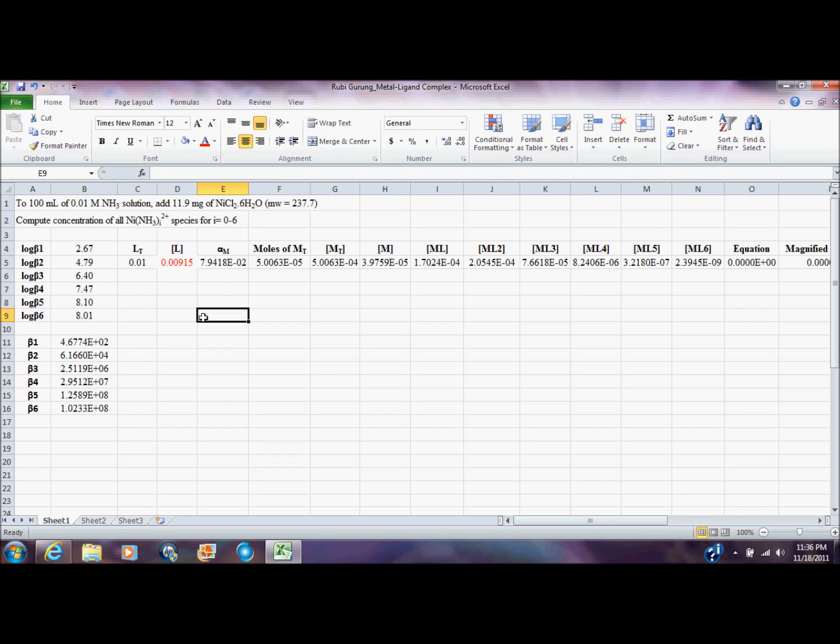We can also check if our value is correct or not, as we know that the total metal concentration will be equal to free metal plus ML plus ML2 plus ML3 plus ML4 plus ML5 plus ML6. As you can see, the total metal concentration is similar to what we have here, so we can be sure that our calculation is correct.